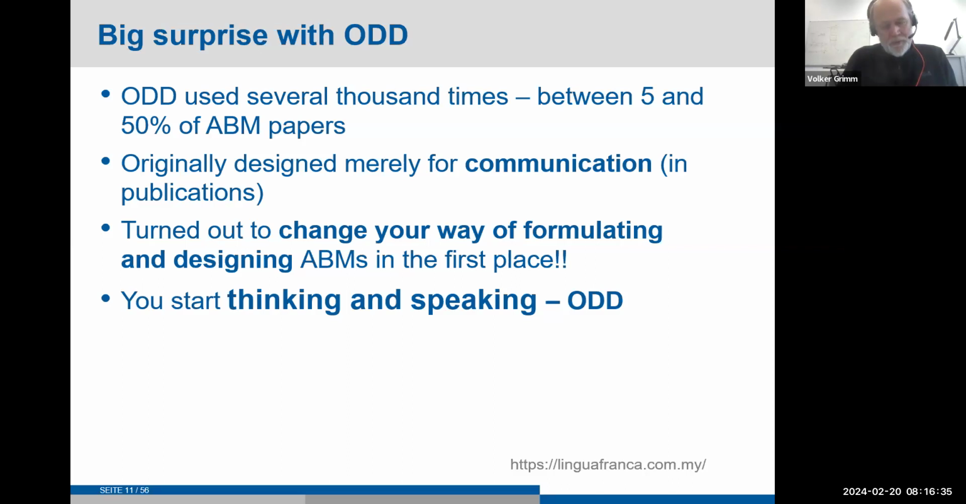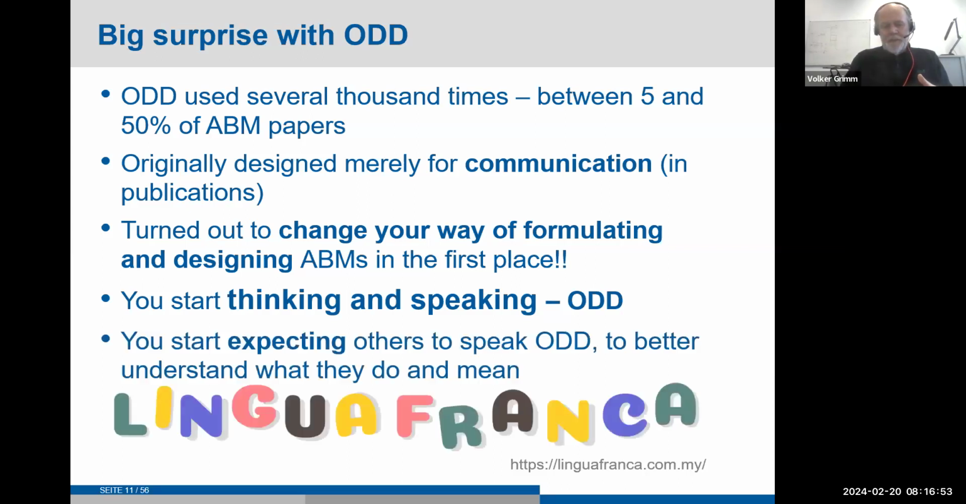If you have done it 2 or 3 times, the next time somebody says, well, I got this cool agent-based model, and you say, wait a minute. What is the purpose of the model? What are the patterns you use for testing the models? What are the entities? What are the variables? What are the processes? Like a checklist, right? And so you start thinking and speaking ODD, and you also start expecting others to speak ODD to better understand what they do and mean.